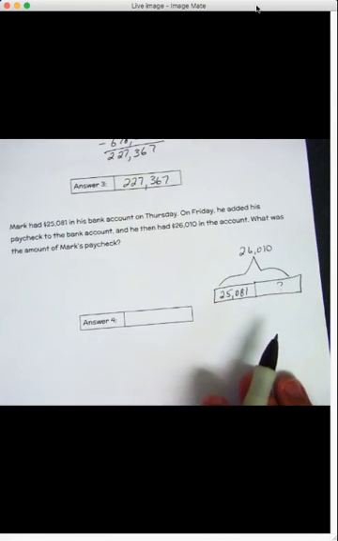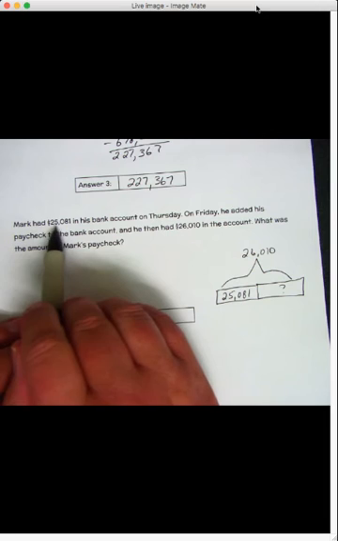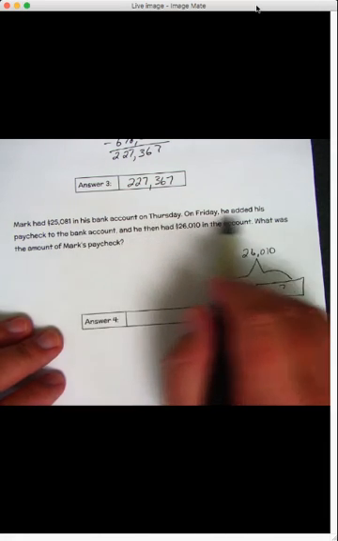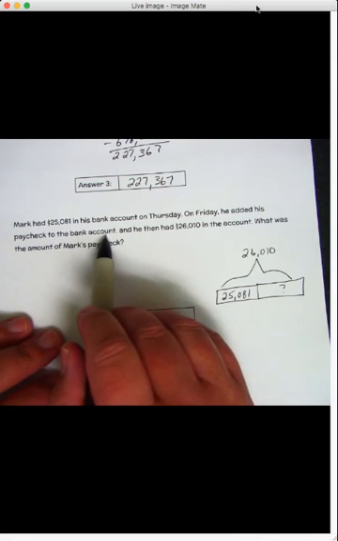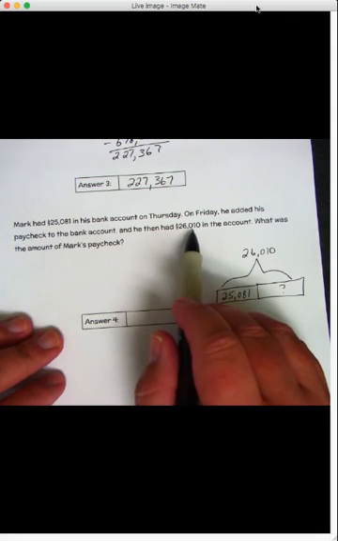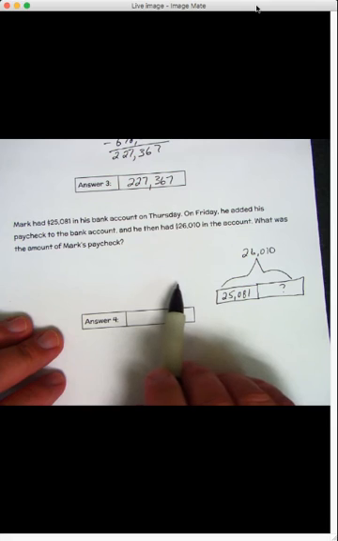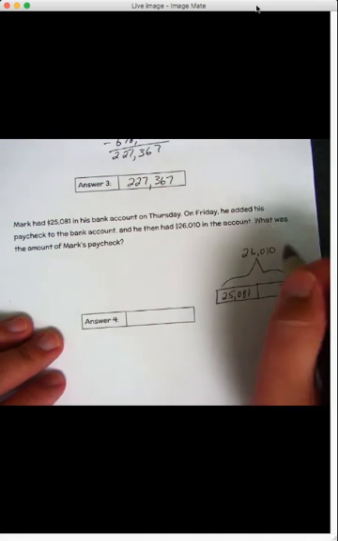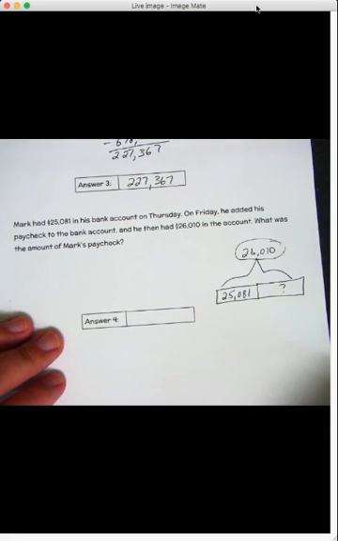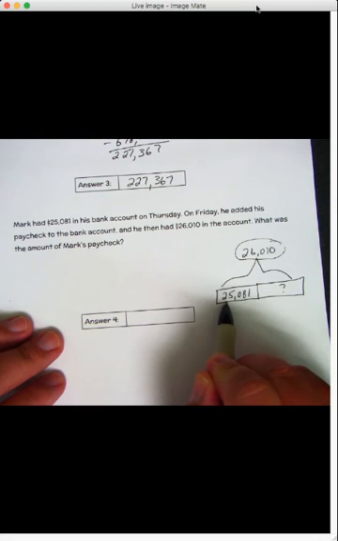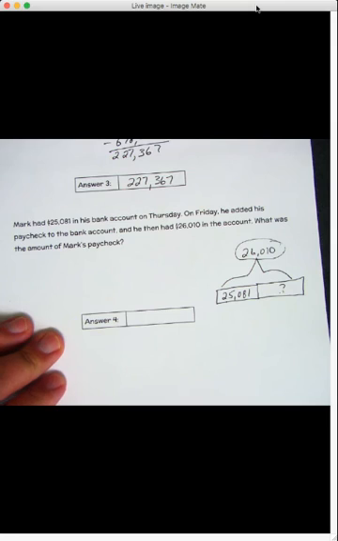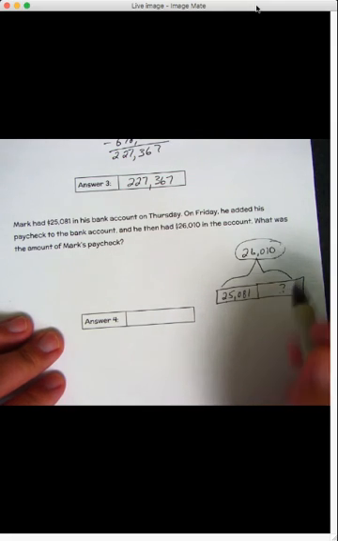All right, last one. Mark had $25,081 in his bank account on Thursday. On Friday, he added his paycheck to the bank account. Then he had $26,010 in the account. What was the amount of Mark's paycheck? So after he got paid, his bank account had this much in it. Before he got paid, it had this much in it. So we want to know how much he got paid. So we've got to subtract these two numbers to find out what the difference is.